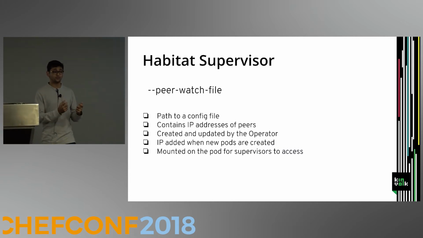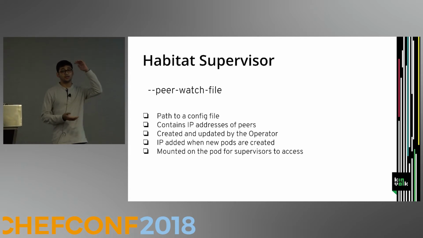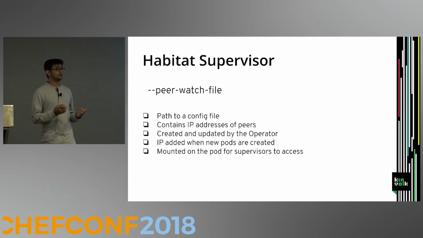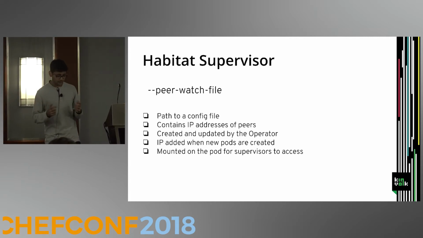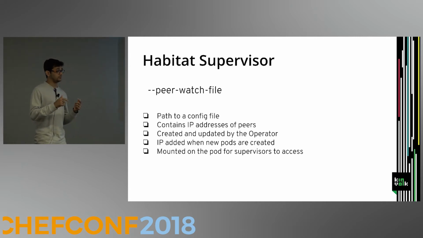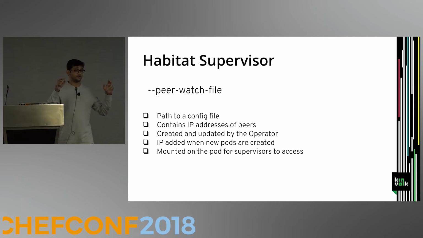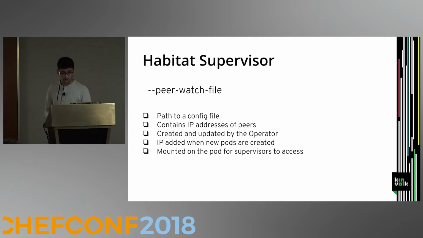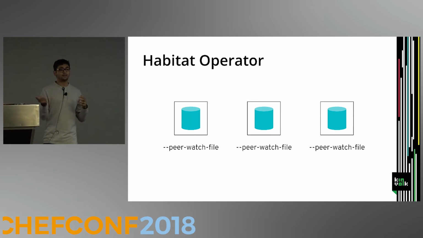So we worked with the Chef team to add this feature in the Habitat supervisor, where you pass a path to a particular file. This file contains a list of IP addresses, the IP addresses of all its peers. These IP addresses help the Habitat supervisor find its other peers and form the supervisor ring. This file is managed by the operator, and each time a new pod is created, it updates this file, and each time a pod is deleted, it removes the specific entry from the file. And this file is mounted to each pod at a specific path for Habitat to find. So now we can run multiple pods and pass the path to the peer watch file. We have the same argument, but behind the scenes, each supervisor can find out its corresponding peers.